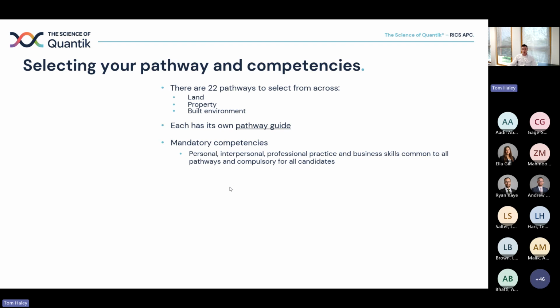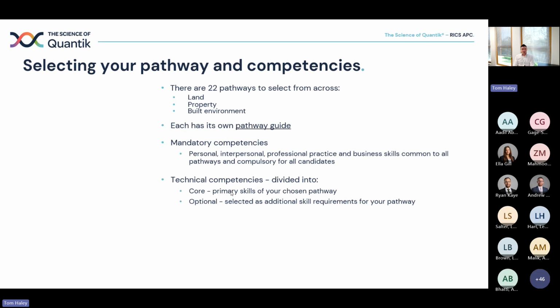Everyone has to cover those competencies. Where we differentiate, or where we sort of diverge from other surveyors, is the technical competencies, and those are divided into the core competencies, which are the 6 that I mentioned, and I'll come on to. So they are the primary skills of your chosen pathway, and then optional competencies. So for us as quantity surveyors, and I'll cover this shortly, you have to demonstrate competence to level 2 for 2 of those optionals, and you have to demonstrate level 3 competence for the core.